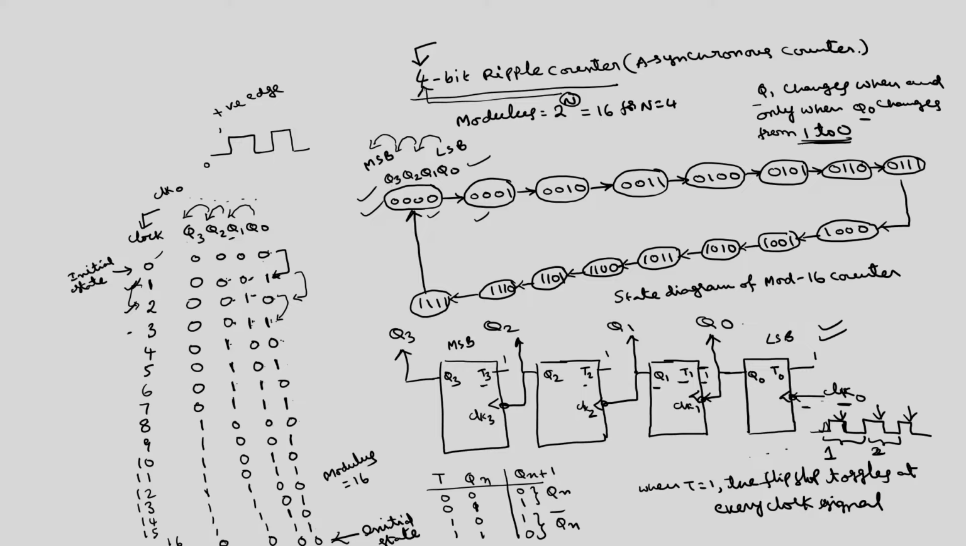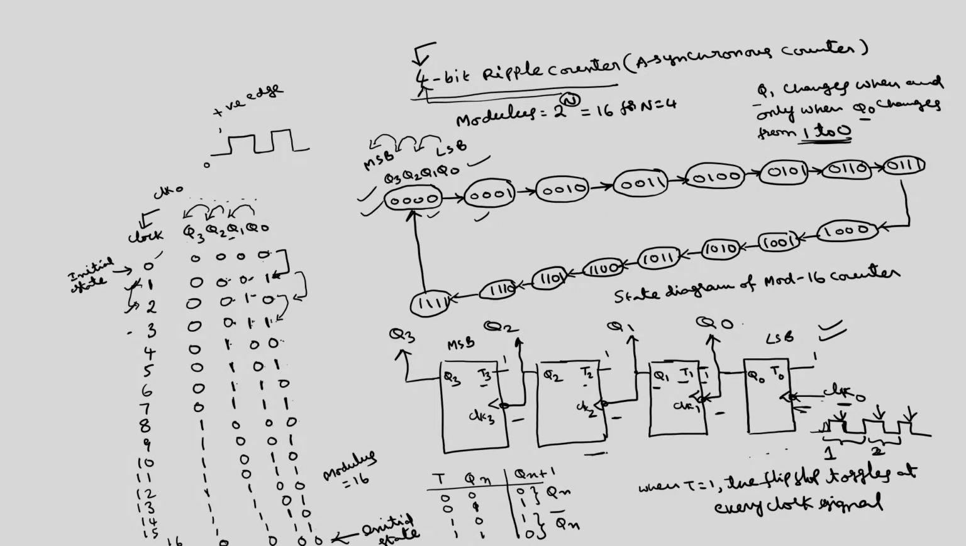The name asynchronous is because the clock is different for the different flip flops. On the other hand, we have synchronous counters, where the clock is common to all the flip flops. But the complexity of the synchronous counter is more than the complexity of the asynchronous or ripple counters. So, in applications where complexity is important, meaning area and power, we prefer ripple or asynchronous counters. In applications where speed is important, we prefer synchronous counters.